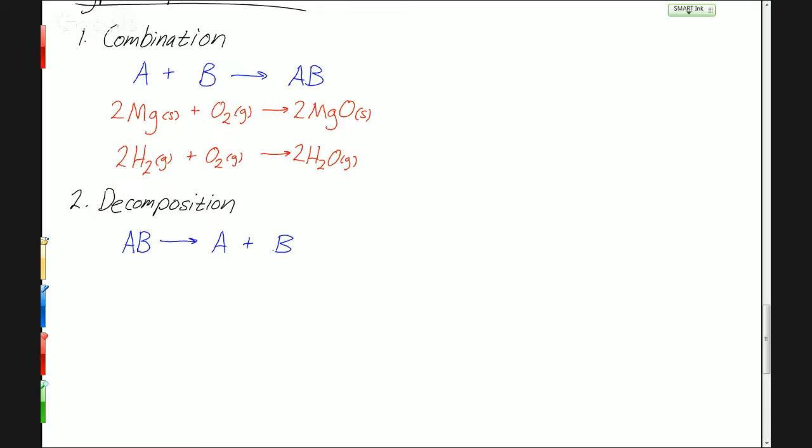Some examples are the one we're going to do in lab on Tuesday, which is calcium carbonate decomposes into calcium oxide and carbon dioxide when it's heated. So you see how that kind of splits off? Now, how would you know that it decomposes into CaO and CO2 and not CaO2 or CaO and CO or Ca and CO3 or something?